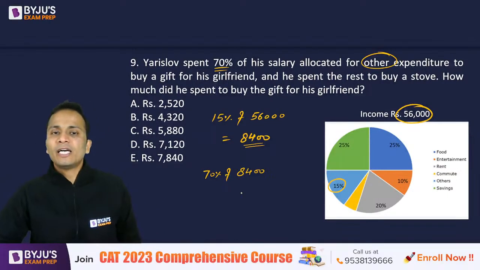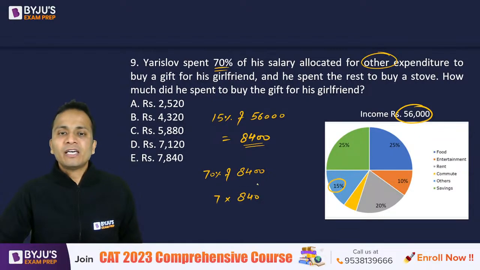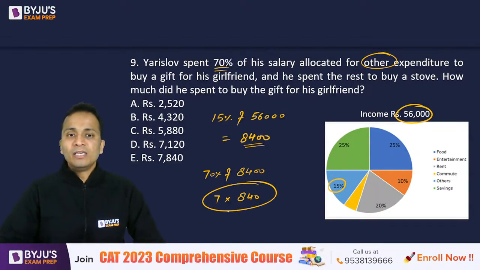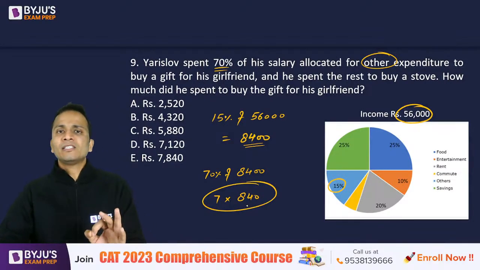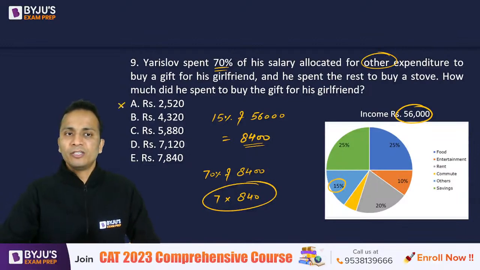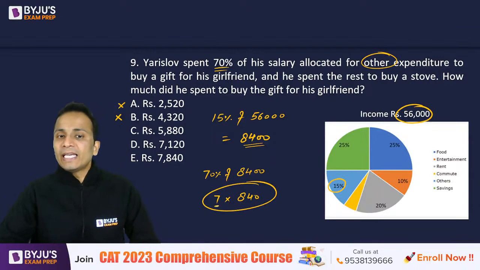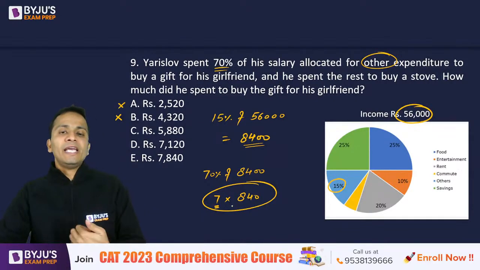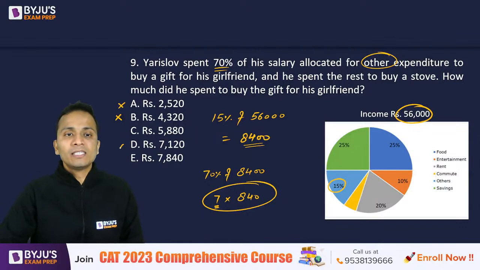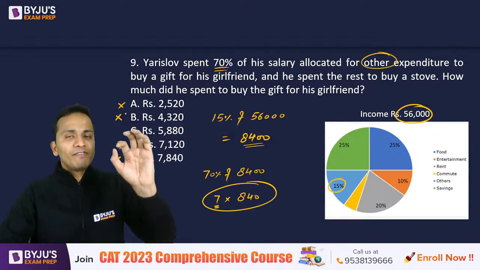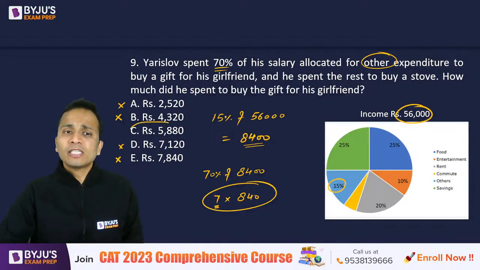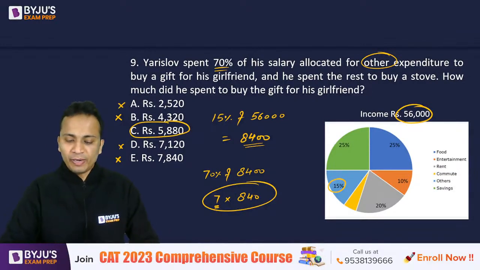So how much will 10% of 8,400 be? 840. And then if I multiply by 7, my answer should come. Now 7 into 800 is 5,600. So my answer should be more than 5,600. Not this one, not this one. Okay. If we calculate 80% here, 8 into 8 is 64. So the answer cannot be 7,100 and 7,800 either. So I have eliminated 4 options because I can find out the range of my answer.